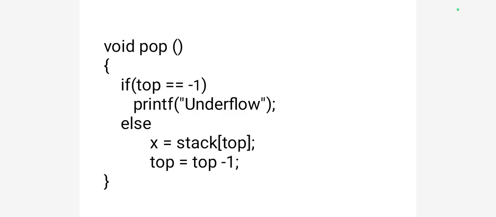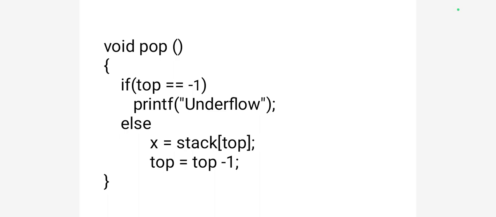This is the function of pop. Pop is the user defined name of the function, and void is the return type. If top is equal to -1, then it returns the underflow message. Otherwise, else x is equal to stack of top, and top is equal to top minus 1. If top is equal to -1, the condition is that here the stack is empty. If the condition is true, then it returns the message underflow, stack is underflow.